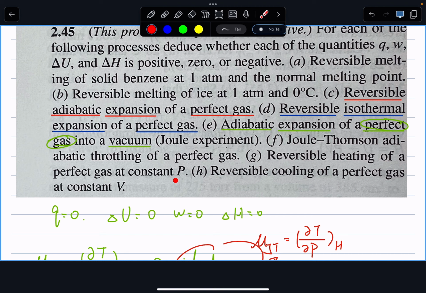So let's move on to our last two parts. Reversible heating of a perfect gas at constant pressure. It's straightforward enough, we can just think about it. So reversible heating tells us this is a heating of a perfect gas at constant P. Since we're heating it up, the temperature goes up. My delta U and delta H are positive.